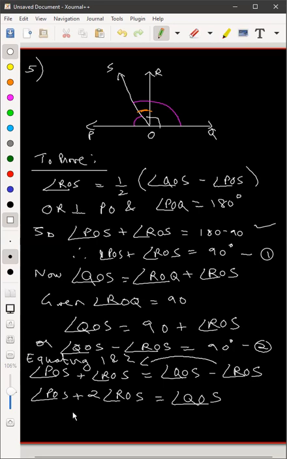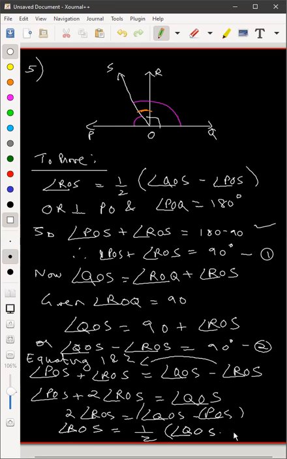What will I get? Twice of angle ROS is equal to angle QOS minus angle POS. So therefore, angle ROS is equal to half of angle QOS minus angle POS. In fact, we write hence proved.